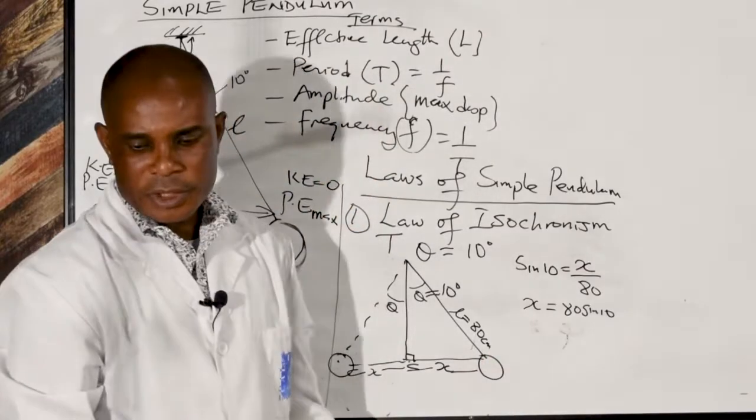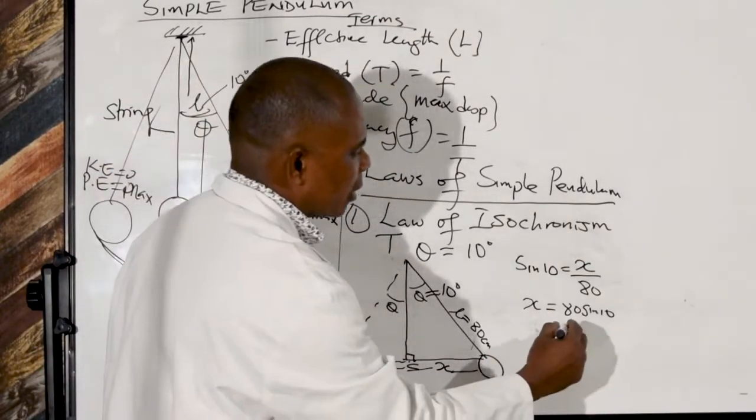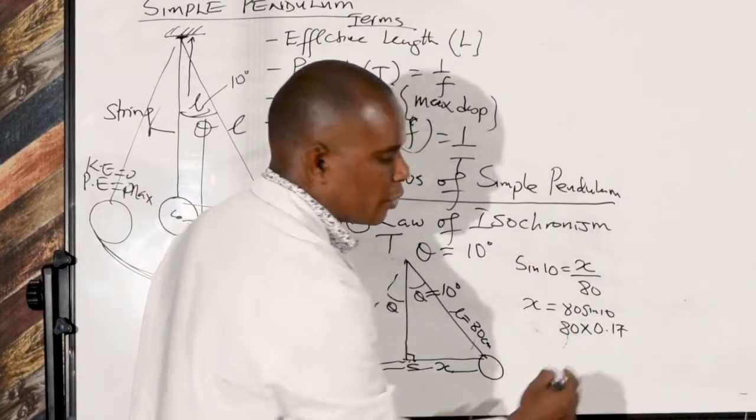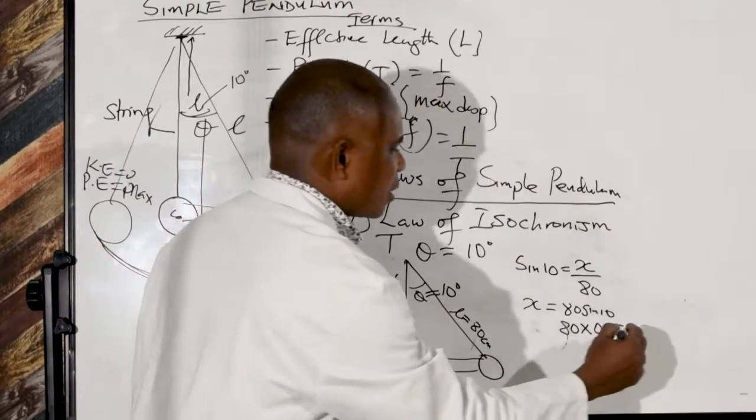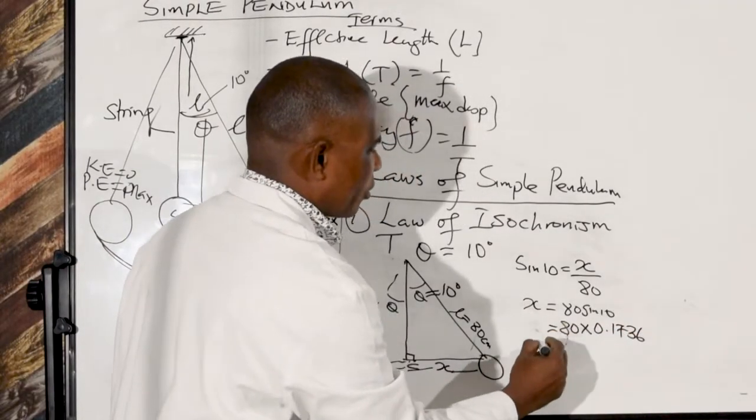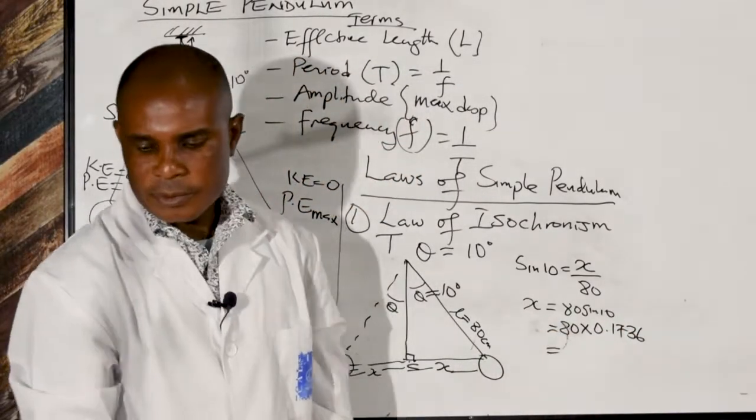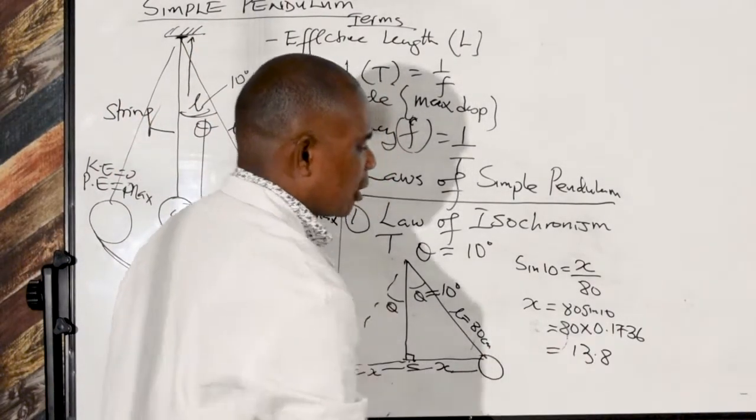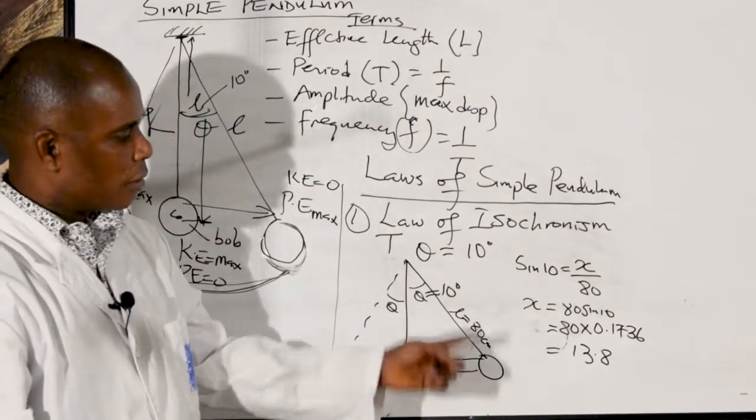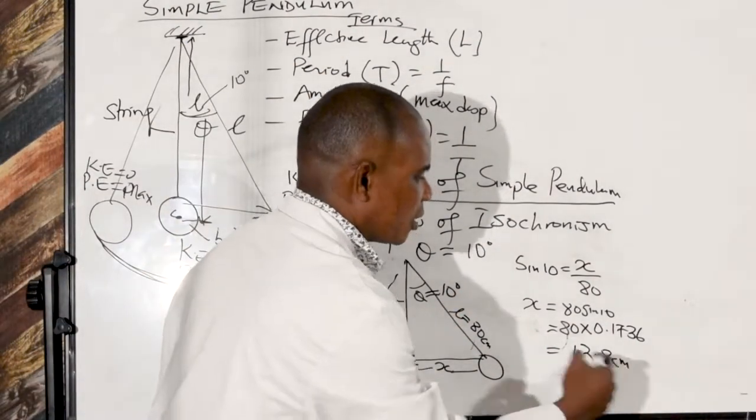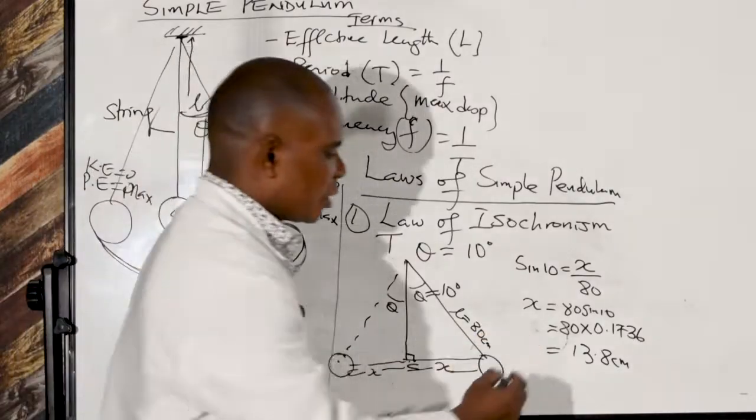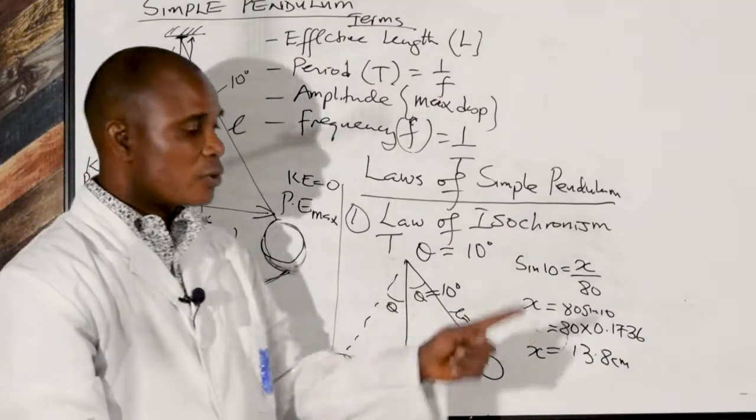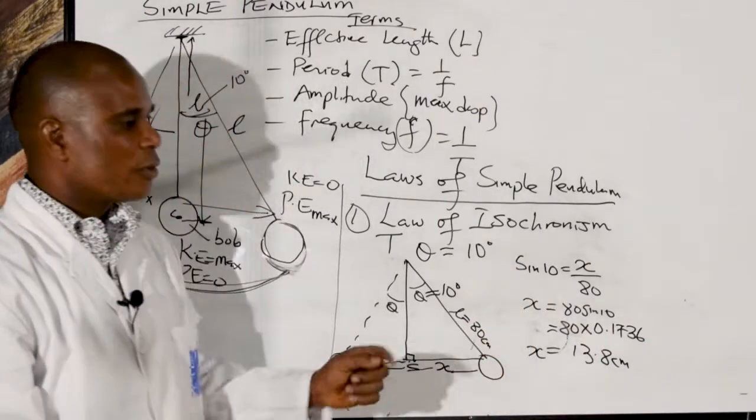If you use your calculator, you will find that sine 10 is 0.1736, multiplied by 80. If you punch that properly, you will have something like 13.8. So you have 13.8 centimeter. So this 13.8 centimeter is the displacement to which I can displace the ball to give me a reasonable value that will not affect the period.